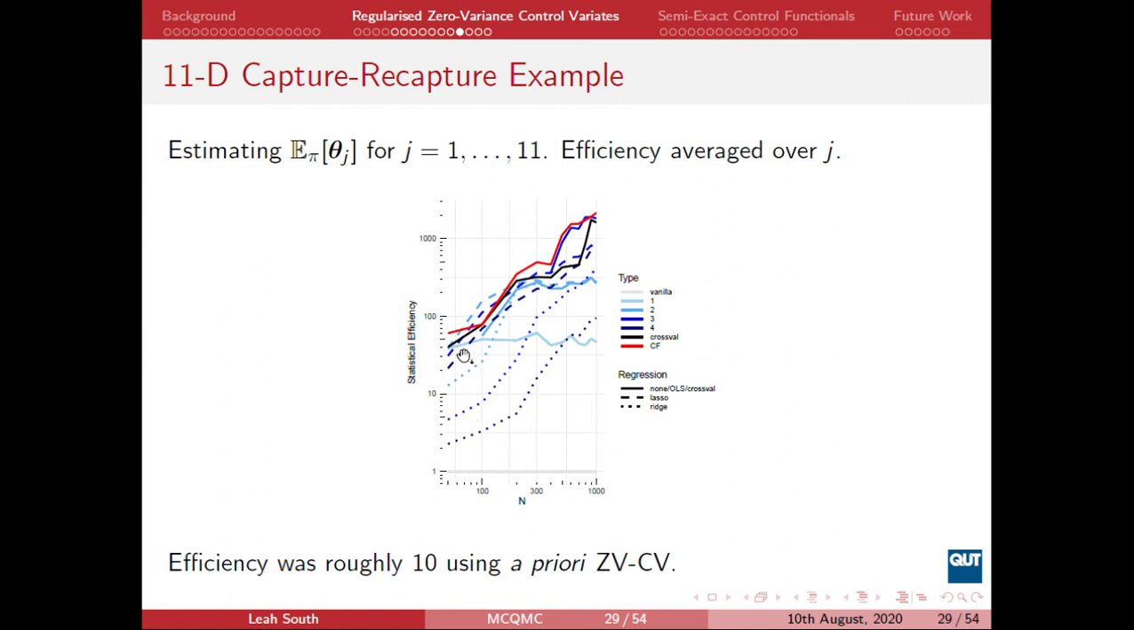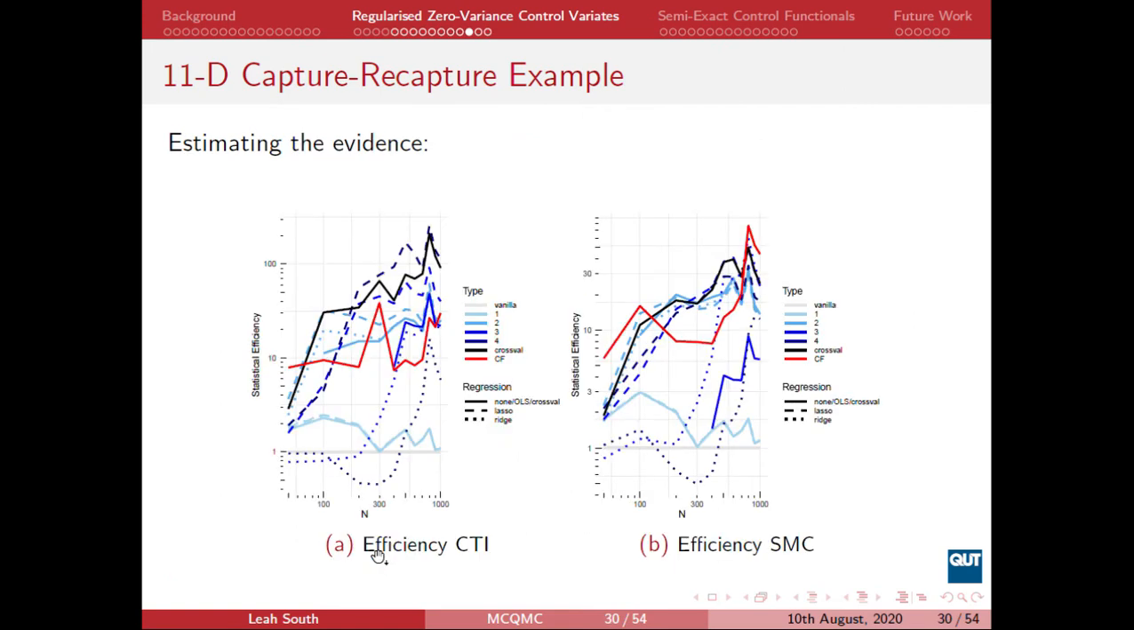So in this case, you can see that we can actually get improved performance by using a higher order polynomial with LASSO than we could using ridge regression or using standard ZVCV. And in this particular example, efficiency was roughly 10 using a priori ZVCV. So there was a version of this approach that only used a subset of the dimensions, specifically a single dimension, and we got massive improvements still in terms of mean squared error.